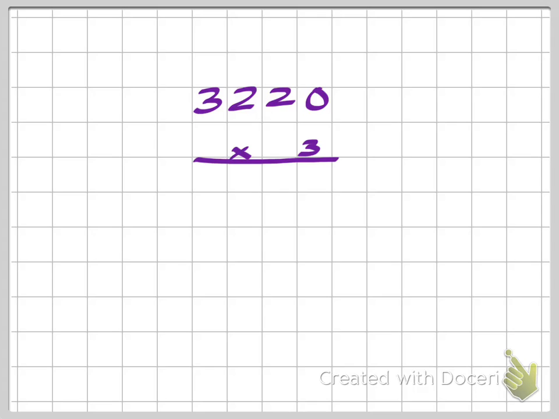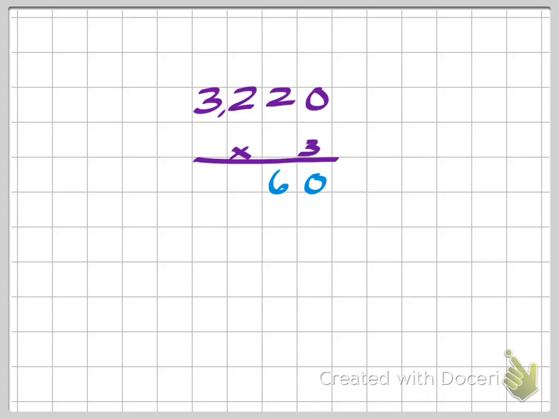We have 3,220 times 3. And the first thing that we remember we need to do is go up. So we have 3 times 0, which of course is 0. Good job. And the next thing we need to do is go to the left. So we're going to have 3 times 2, which is 6.